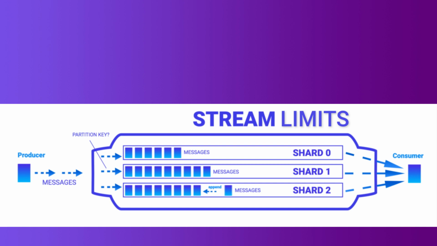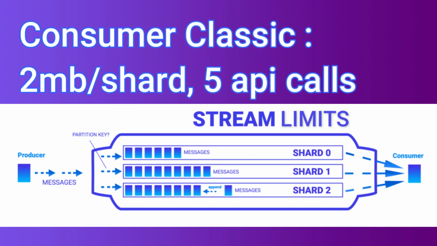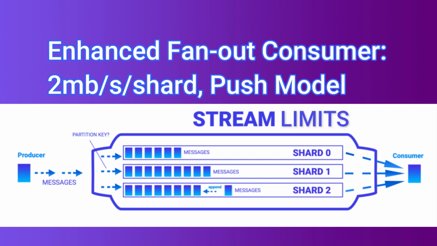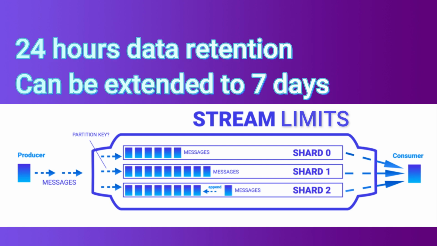Then consumers, there are two kinds of consumer. Consumer classic have 2 MBs at read per shard across all consumers, 5 API calls per second per shard across all consumers. Then there is enhanced fan out consumer. So 2 MBs at read per shard per enhanced consumer. No API calls are needed, push model is there. Then for data retention, 24 hours data retention is there by default and it can be extended to 7 days.